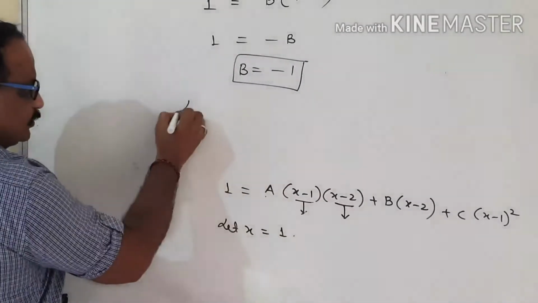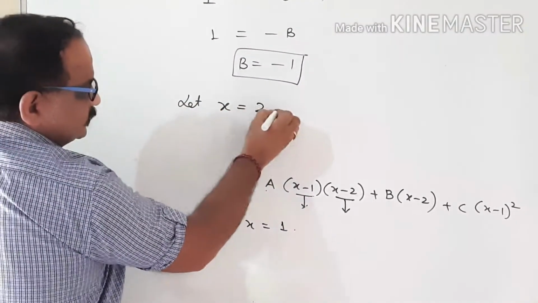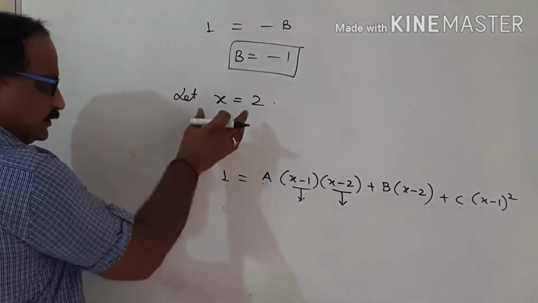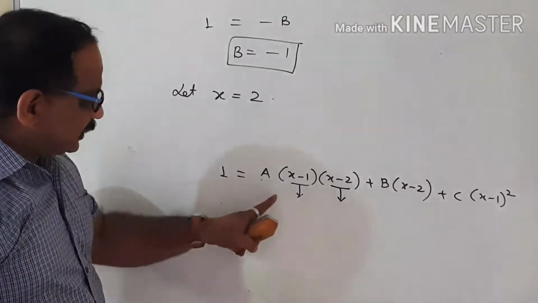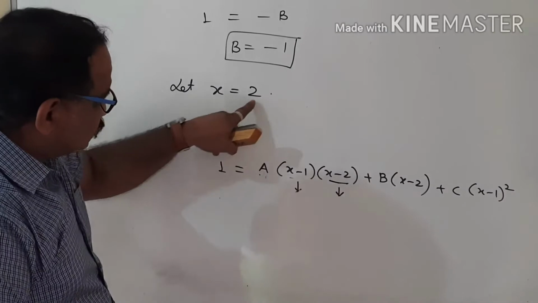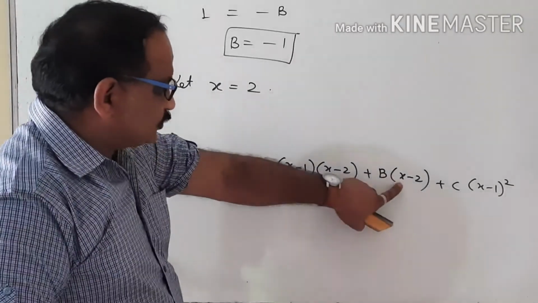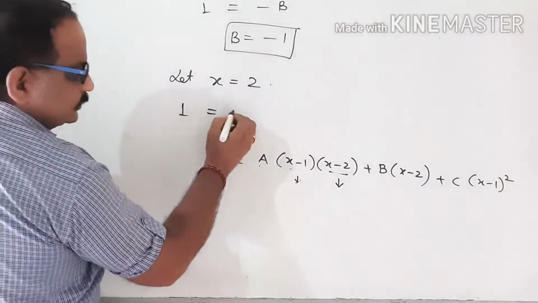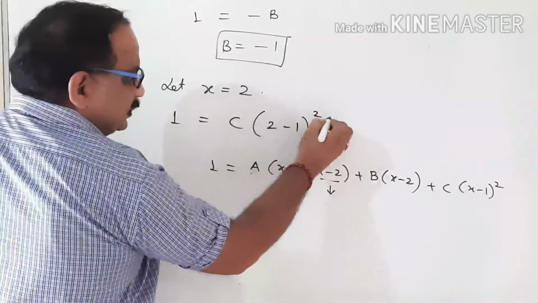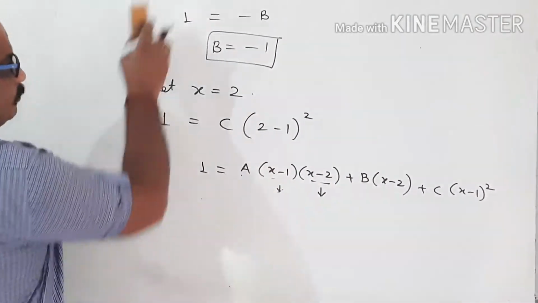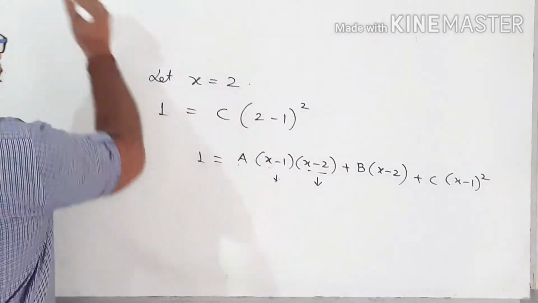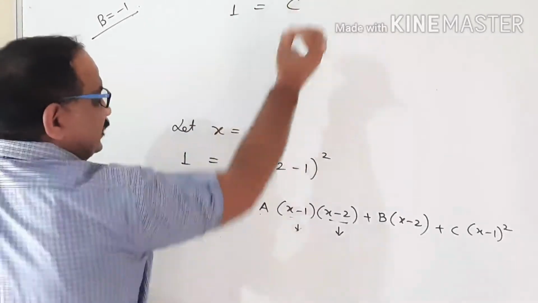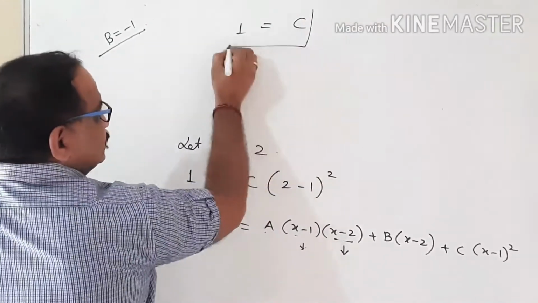Now again we should consider the next value, say x equals 2. While we are placing x equals 2, what will happen? Again, I have to substitute this value in this identity. While putting that, in this portion, if x equals 2 comes, it will be 0, and in this portion also it will be 0, and then what is left over is 1 equals c times (2 minus 1) square. Here b equals minus 1, just noted in a corner. So 1 equals c, 2 minus 1 is 1, so c equals 1.